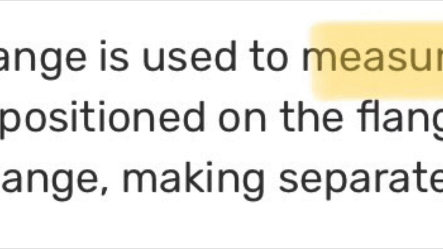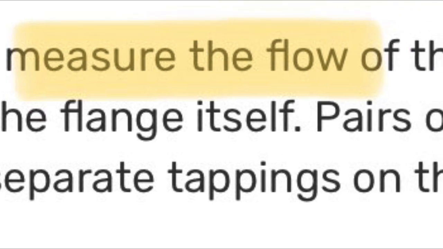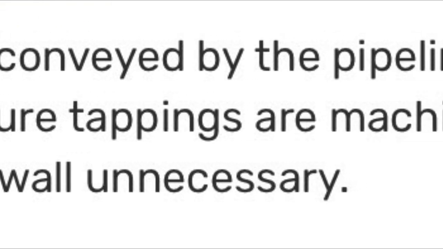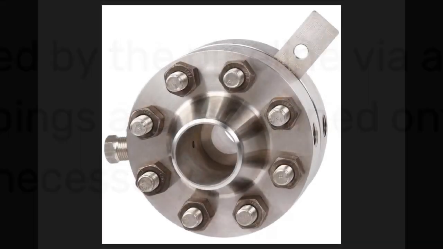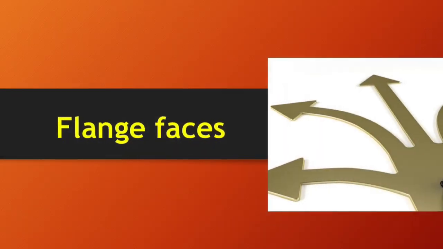Next one is the orifice flange. This is used to measure the flow of the fluid conveyed by the pipeline. This is normally equal to a weld neck flange. In addition to that, two tappings will be provided at both upstream and downstream of the flange. For example, this is the upstream flange with the tapping connection, and this is the downstream flange with the tapping connection. This one is the orifice plate to measure the flow of the fluid.